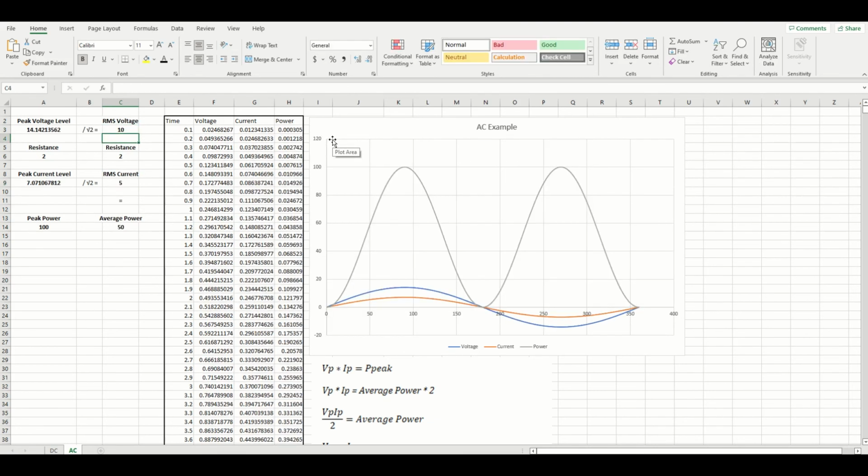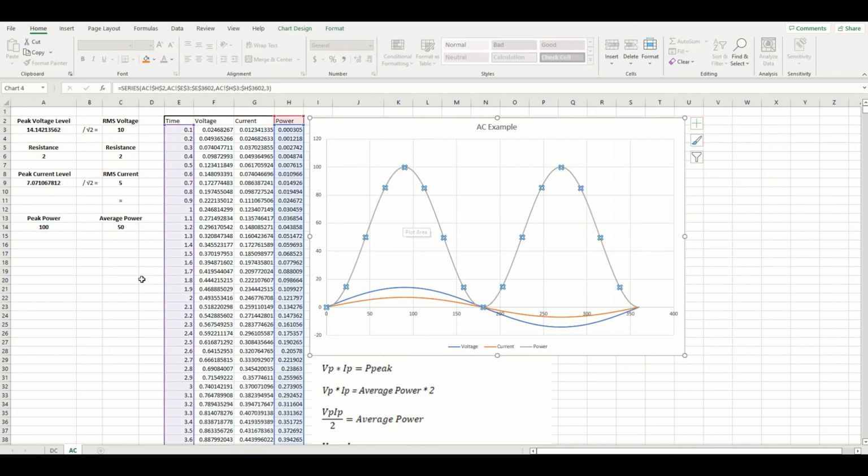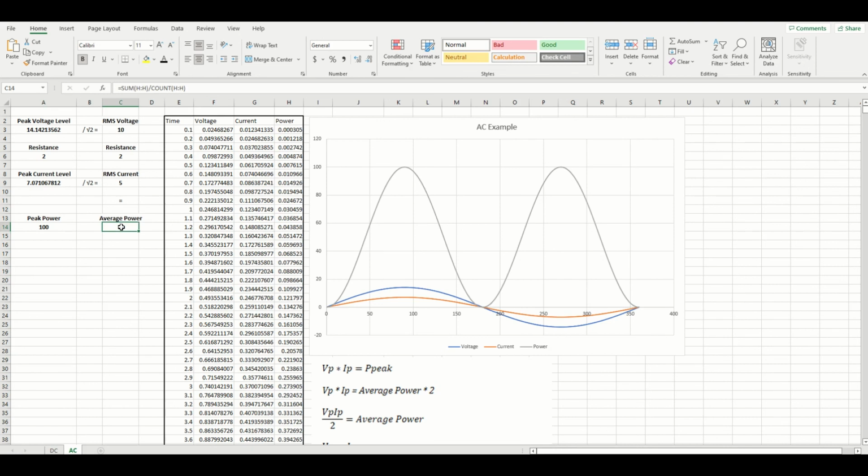Just to make this easier to understand, I'm going to change the RMS voltage to 10. You can see 10 times 5 equals an average power of 50. With an RMS voltage of 10 and an RMS current of 5, we will get peak powers up to 100, as you can see in this Excel spreadsheet. But the average power is the power that we care about, and right here you can see that.